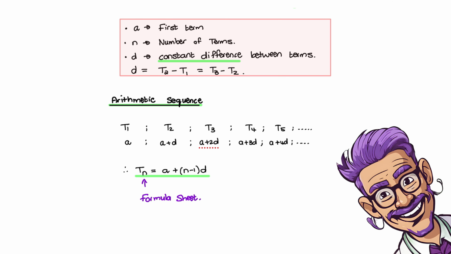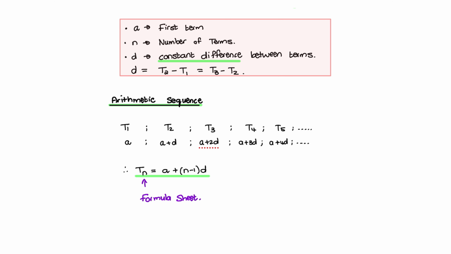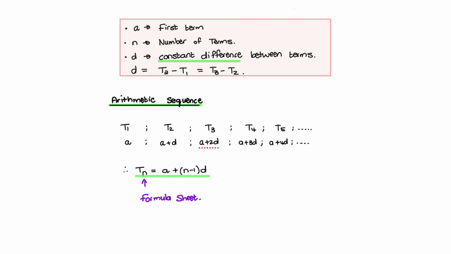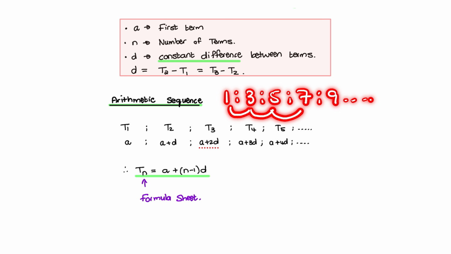Welcome to Mathenatic. We are busy revising content for paper 1, and in this video I would just quickly like to discuss the properties of an arithmetic sequence. The other name for an arithmetic sequence is a linear number pattern. And the main property of this pattern is that it has a constant difference between terms. For example, the pattern of 1, 3, 5, 7, 9, and so forth. You can see we consistently add 2 to get to the next term in that pattern.